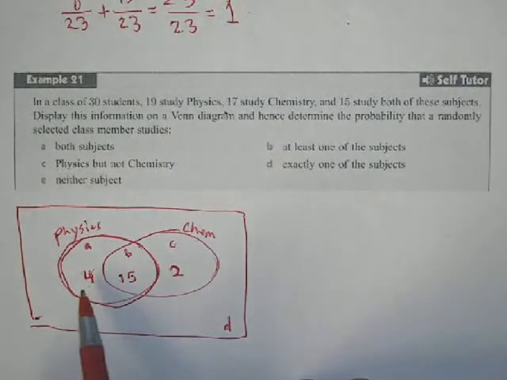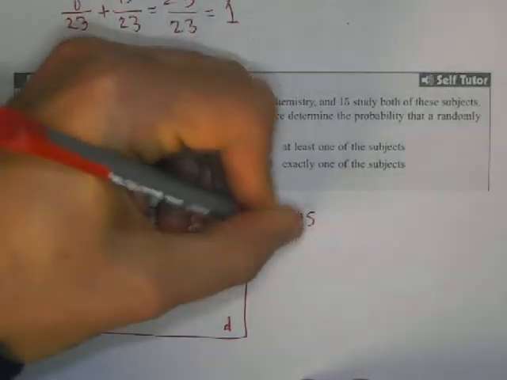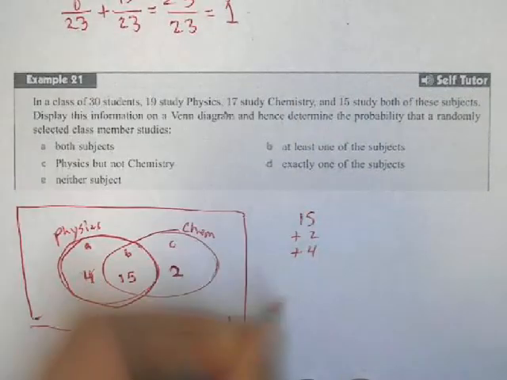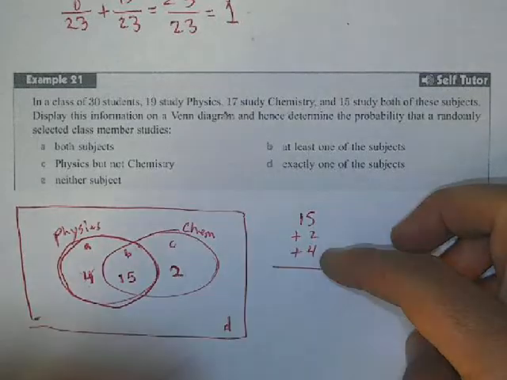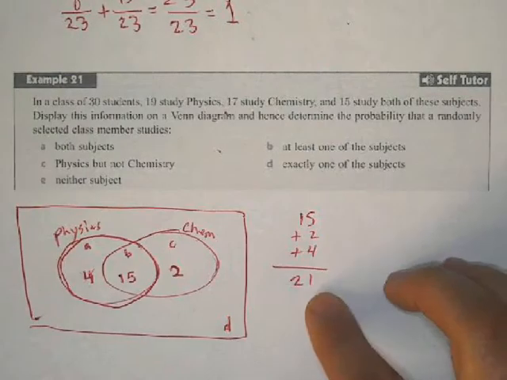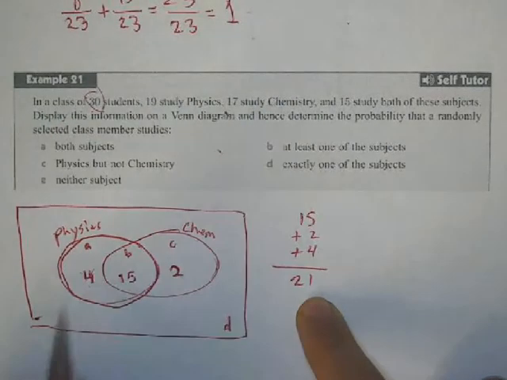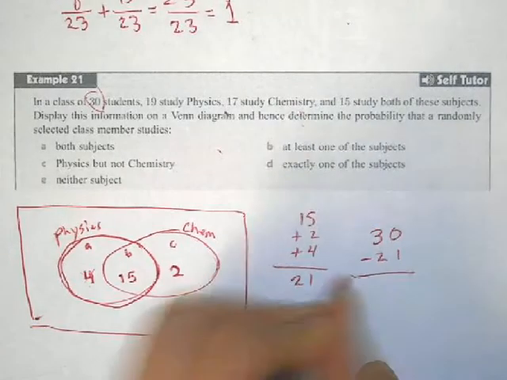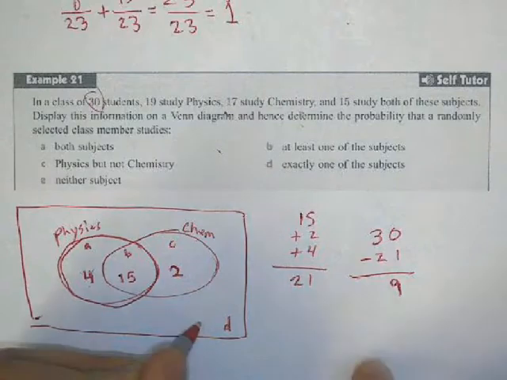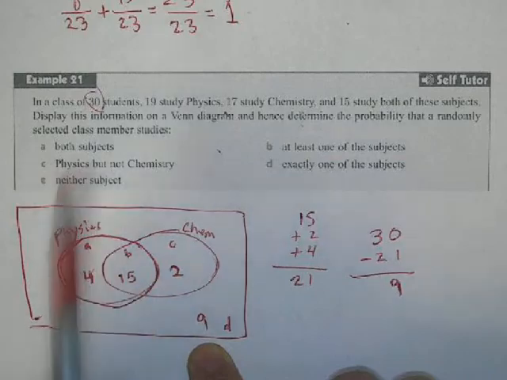Okay, 4 plus 15 plus 2 adds up to what? 15 plus 2 plus 4. Okay, 15 plus 2 is 17. 17 plus 4 is 21, right? Now, how many students are there total? 30, right? So if this represents 21, then 30 minus 21 is going to give me 9. So there's 9 kids that don't take physics and chemistry.